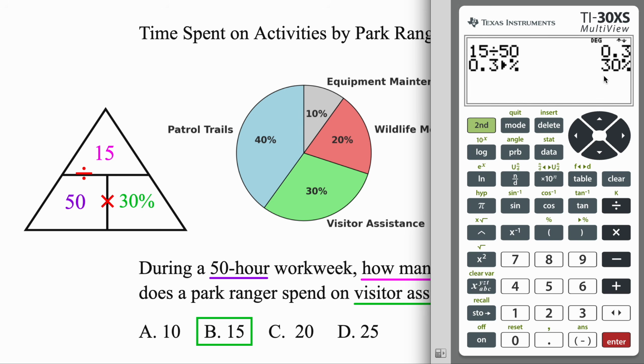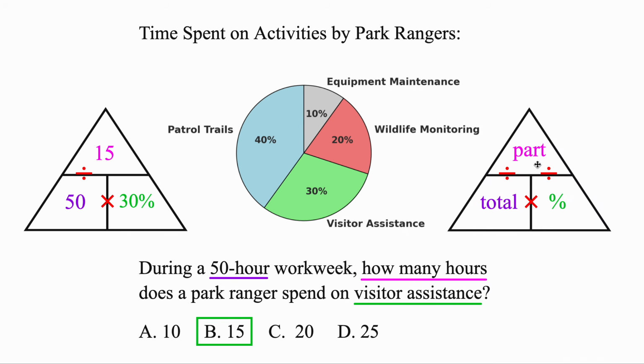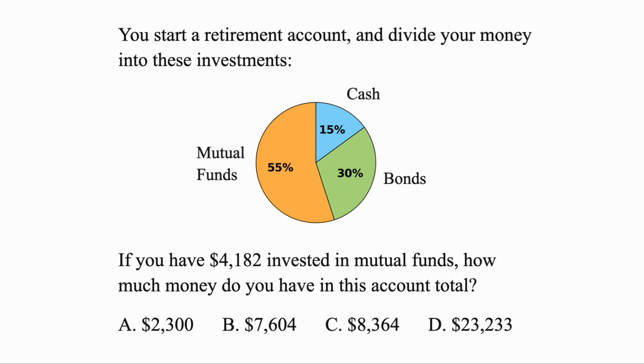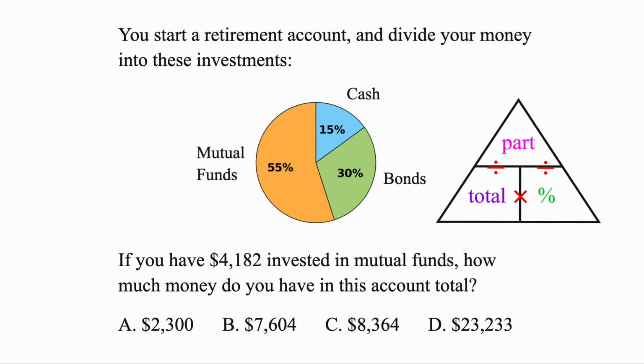So now we know for sure if they spend 50 hours and 30% of that is done on visitor assistance, that comes out to 15 hours exactly. So not too bad once you know where to plug things in for a percent problem. Let's go ahead and practice with one more. Once again, we're given a pie chart with certain percents, and we're asked to calculate a certain amount here. Sounds like we're going to be able to use our triangle again.